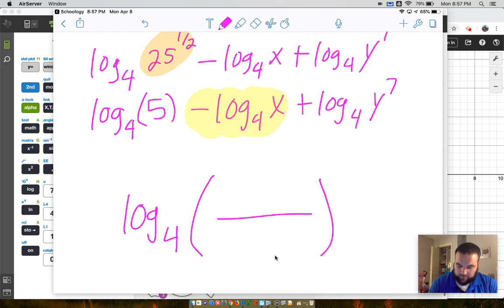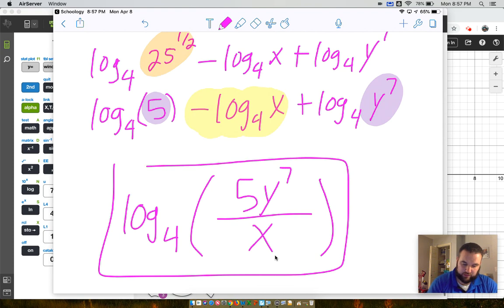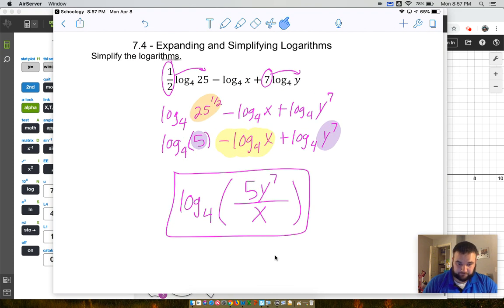Okay, so I'm going to go ahead and take care of that one right away. Since it's minus log base 4 of x, the x goes in the denominator, and then since the other two logs are positive, I'm going to take the 5 and the y to the 7th, and those two multiplied together will make up my numerator. Okay, so the positive logs make up the numerator, and the negative logs make up the denominator. Done there. Hooray. We move on.